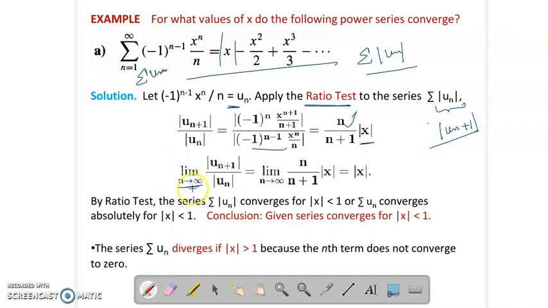Limit n tending to infinity, mod of un plus 1 upon mod of un will be limit n tending to infinity n upon n plus 1 into mod of x, and this limit will be equal to 1. So this quantity, the limit of this whole ratio, turns out to be mod of x.